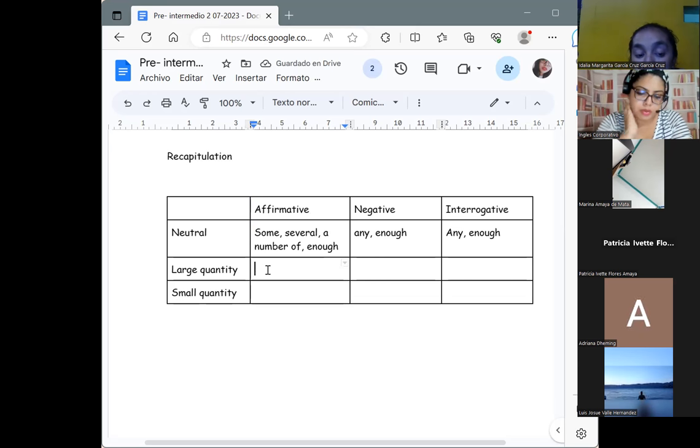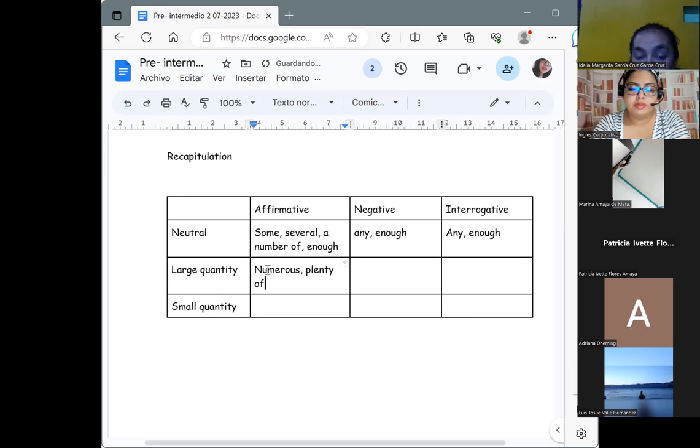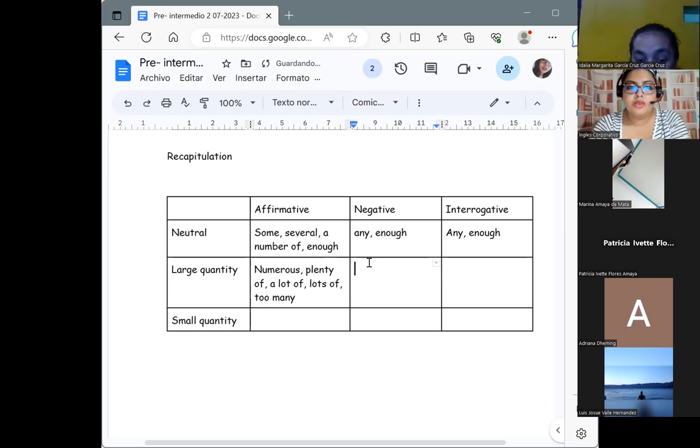For large quantity, we have numerals, plenty of, a lot of, lots of, and too many. For negative, we have much, many, too many. For questions, we have much, many, and too many.